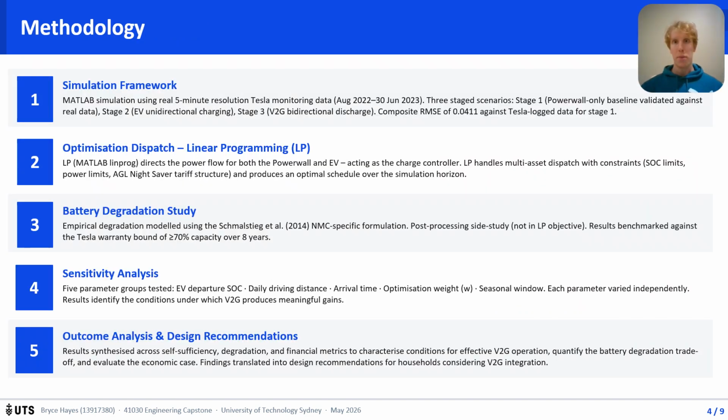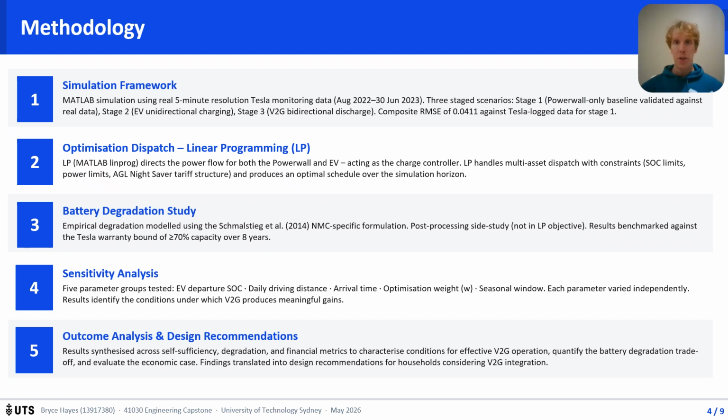The methodology of the project spans 5 primary areas. So starting with the simulation framework, a 3-stage approach is taken, where firstly the simulation figures will be measured against the real data logs to validate the accuracy of the simulation first. So that's stage 1. Then the EV will be introduced with unidirectional smart charging, making up stage 2. And finally, bidirectional charging ability and V2G functionality, which is stage 3.